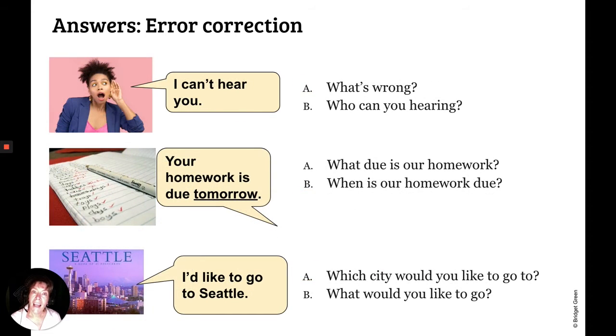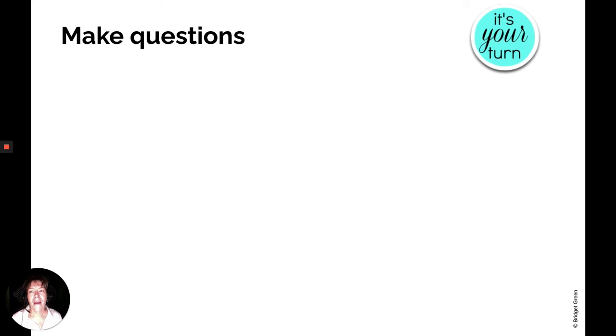Nice. I can't hear you. What's the correct question? What's wrong? Good job. Your homework is due tomorrow. A or B? B. When is our homework due? And I'd like to go to Seattle. A or B? Which city would you like to go to? Nice.